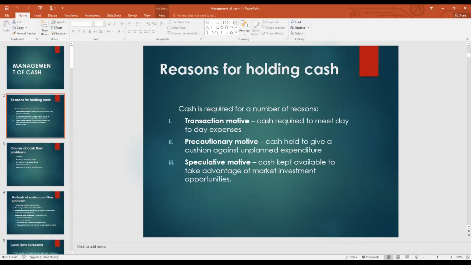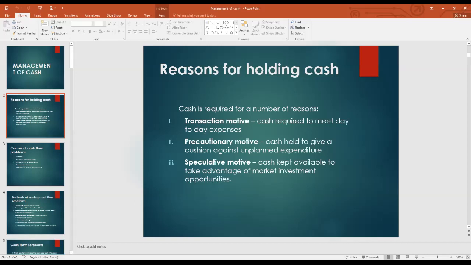There are also some bonds that maybe a company or the government wants to issue. The only person who can invest in them is one who has cash. So you keep some extra cash to take advantage of those favorable market opportunities that are presented to the person who has cash. So that's the main reason for holding cash. I think you may have discussed this under economics.